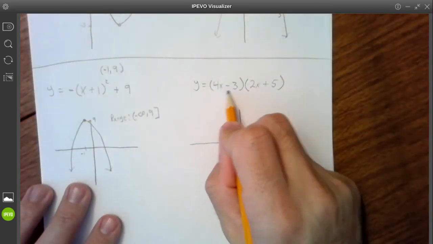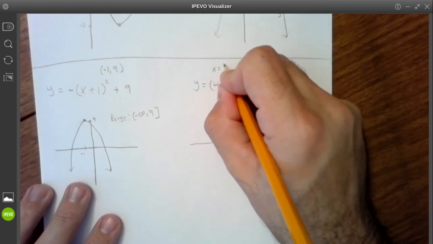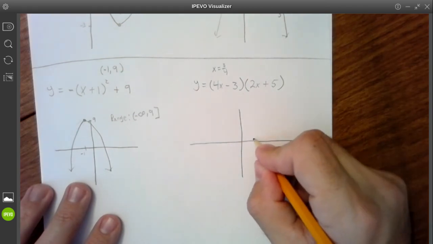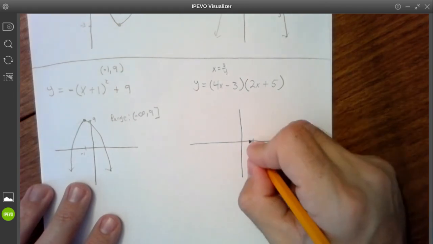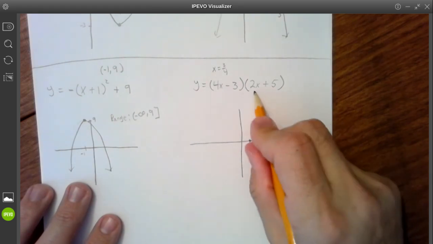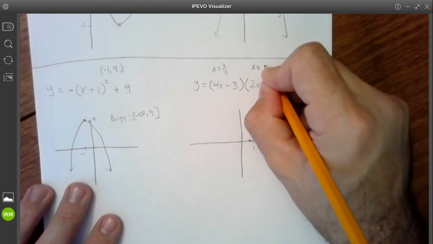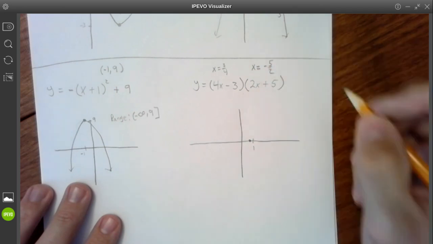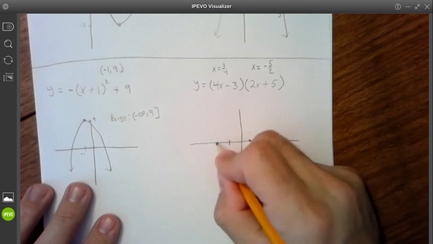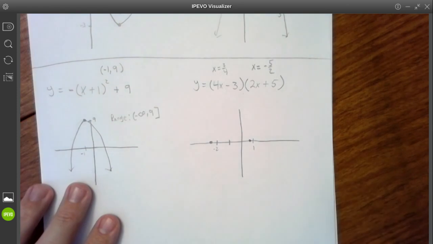If 4x minus 3 is a factor, that means that 3/4 is going to be one of my intercepts. So if this is +1 right here, 3/4 would be about right there. Okay. And if 2x plus 5 is a factor, that means that -5/2 is going to be an intercept, which is like -2.5. So -1, -2. We'll call this -2.5 right there.